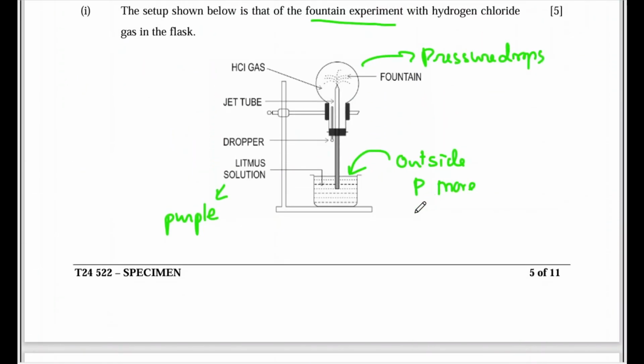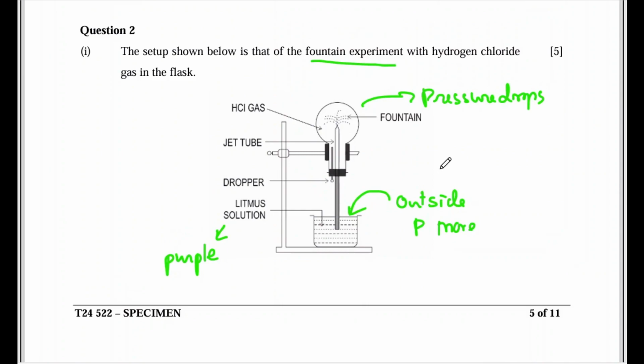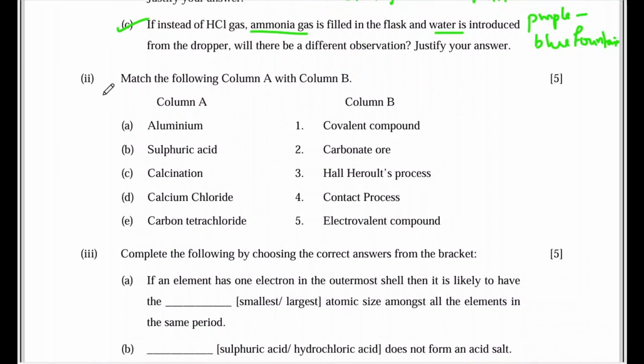Basically this is specimen paper, means question number 2 you will be having picture based question. Okay, let's go to second part of question 2. Match the column A with column B. First you have to read column A all the elements, column B all the elements. Okay, aluminium, sulfuric acid, calcination, calcium chloride, carbon tetrachloride, covalent compound, carbonate ore, Hall-Heroult process, contact process, electrovalent compound.